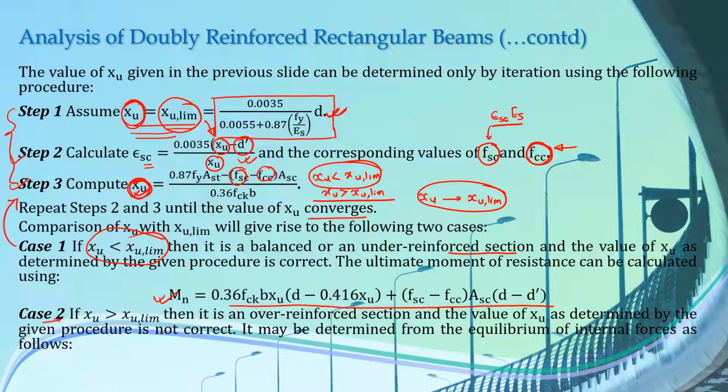But if you look at this case 2, when we get the value of XU from the steps that we followed above here to be greater than XU limiting, then ours is an over-reinforced section, and the value of XU determined by the given procedure is not correct. Now you cannot assume this XU value that you got here to be correct, since this value of XU is determined by considering that our steel has yielded. But when we get our beam to be over-reinforced, then this procedure is not correct. In that case, you can find the value of XU from the equilibrium of internal forces as discussed below.